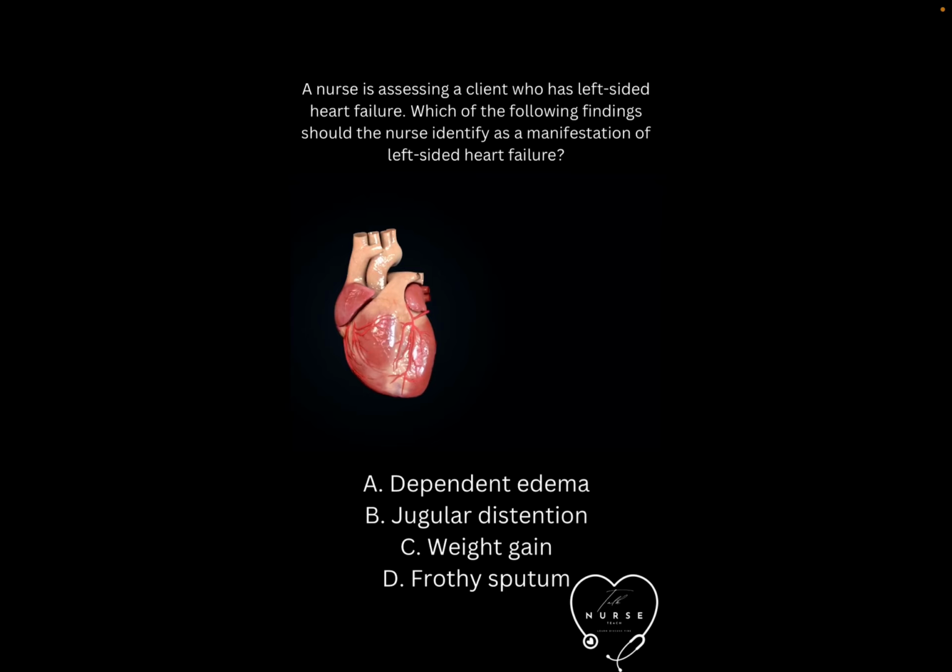A nurse is assessing a client who has left-sided heart failure. Which of the following findings should the nurse identify as a manifestation of left-sided heart failure? Your options are A, dependent edema; B, jugular venous distension; C, weight gain; or D, frothy sputum, right?